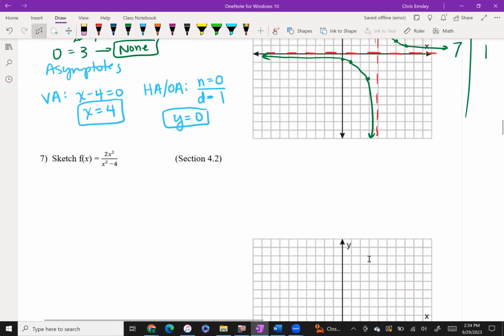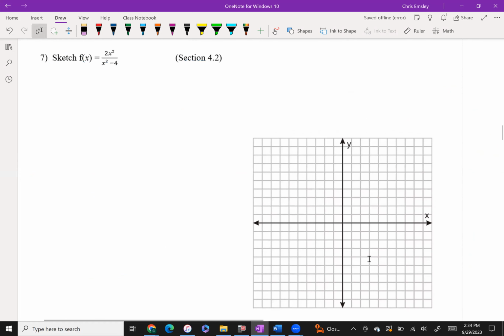We get to do another one. Here's another rational function. So I'm going to go through that same set of questions. I'm going to ask myself, does this rational function have any holes? Well, I don't think so, but maybe we should factor it just to double check. 2x squared. On the bottom, we do have the difference of squares, so we can factor that. But when I factor it out, I can see there's nothing that cancels. So no, we don't have any holes here.